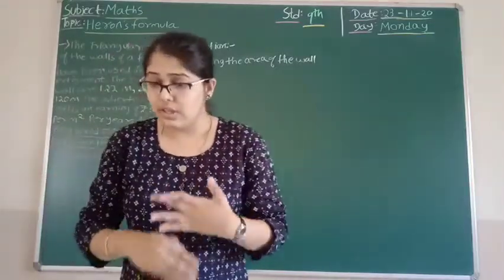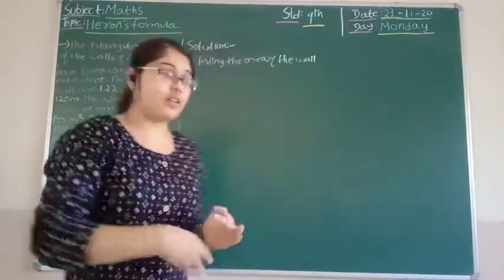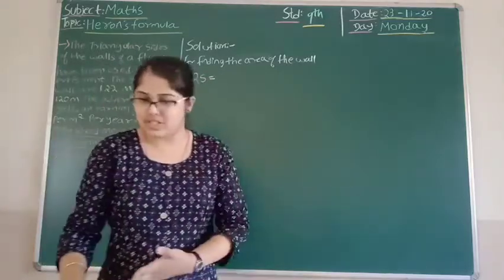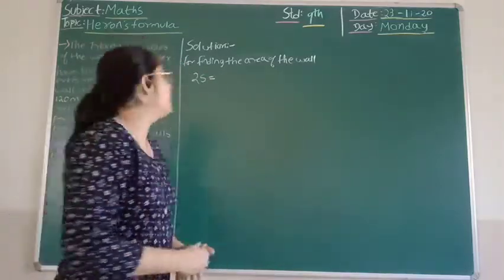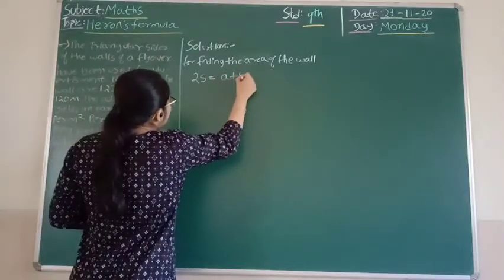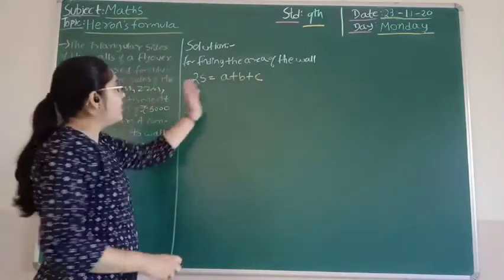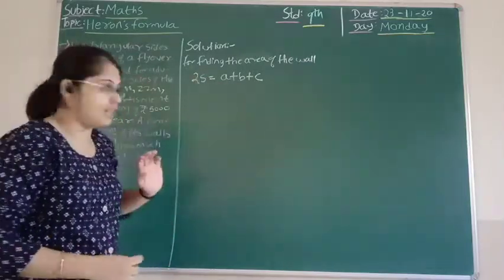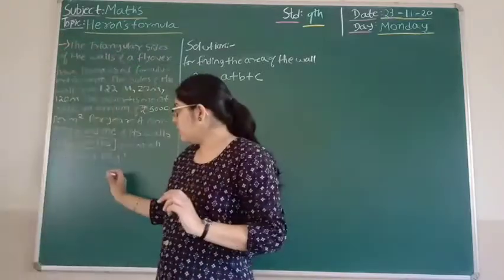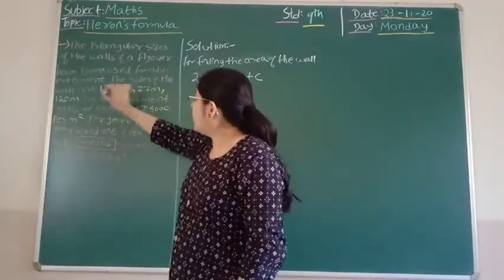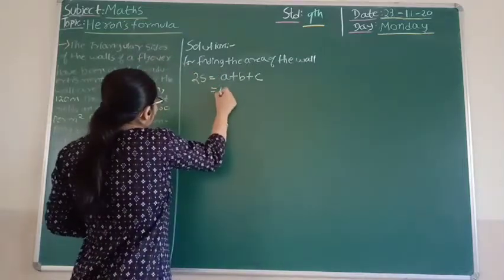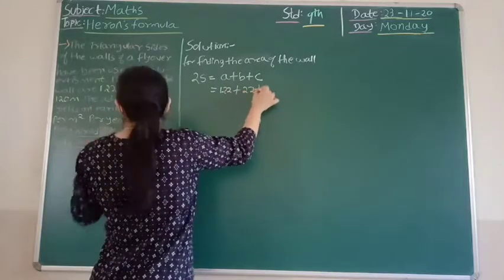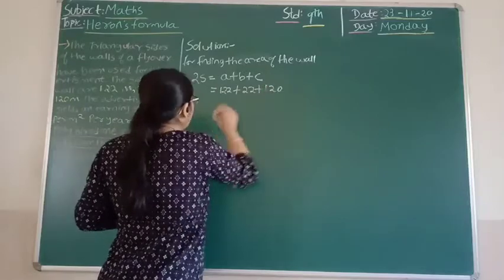But here we can find another way: 2s is nothing but equal to the sum of all the sides. It is a plus b plus c. So 2s equals a plus b plus c. And we have been given what A, B and C are. A is 122 meter, plus B is 22 meter, plus C is 120 meter.